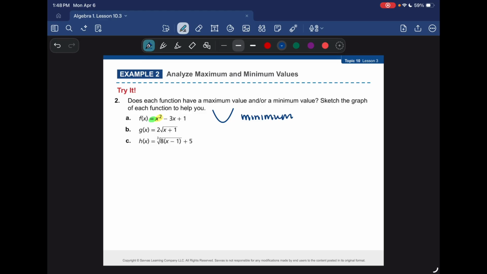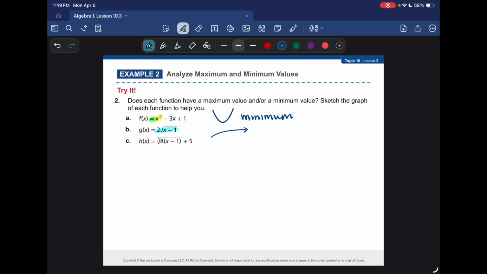How about g of x? It is a square root function, one that we learned in lesson 1. So thinking of what the square root function looks like, just roughly, it's going to start at a point and then increase. I'm going to take that. It's going to always be increasing.